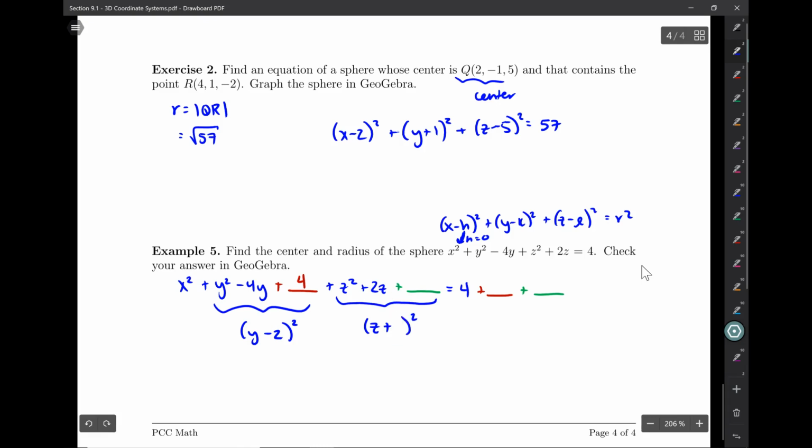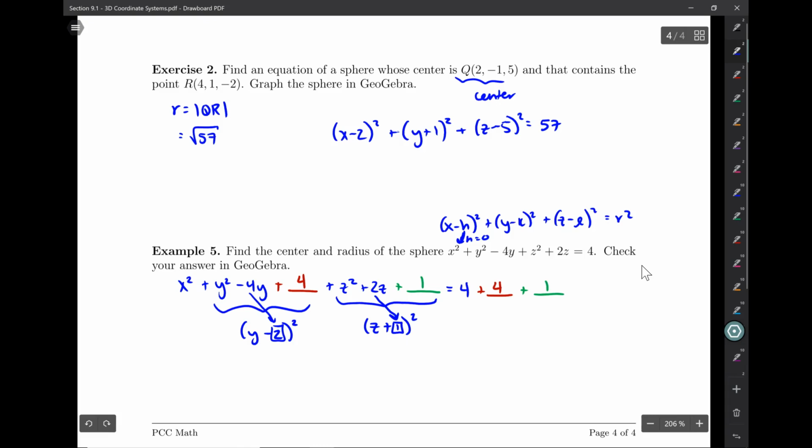So this number here is always going to be half of this number. Notice this 2 was half of the 4. This is going to end up being a 1, and then I square that number. 1 squared gives me 1. So I've added 4 to the left side, and correspondingly I need to add 4 and 1 to the right side to keep the equation balanced. Okay, hopefully you followed that, completing the square okay.